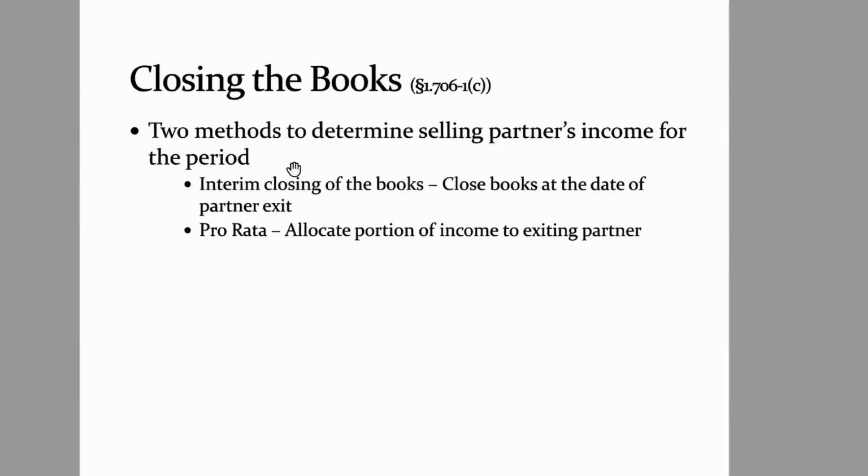Okay? Oh, this is a good one to have in here. Brett, who do you want to call in? Leslie. Closing of the books, two methods to determine selling partners' income for the period. Interim closing of the books, so you close the books at the date of the partner exit, and then pro rata, allocate a portion of income to the exiting partner.